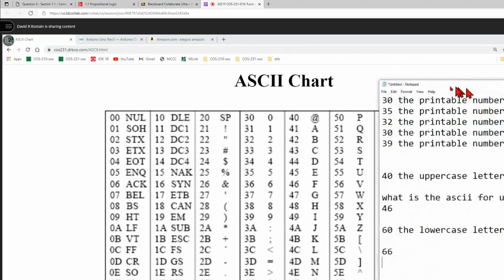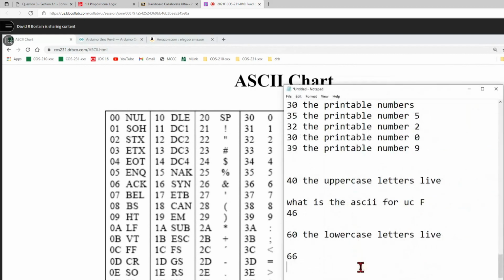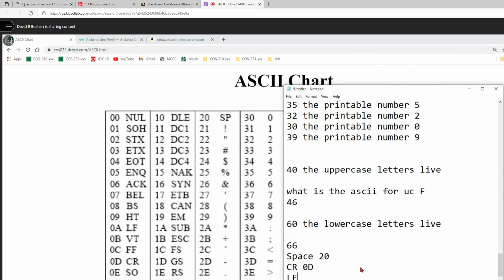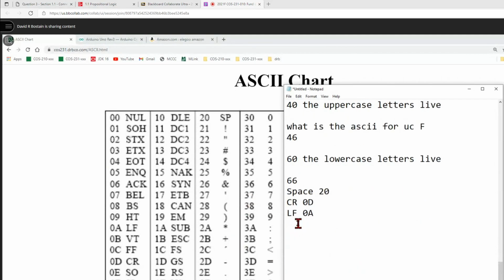Now there's a couple other things in the chart you want to just memorize as facts. A space is a hex 20. A carriage return is a 0D. A line feed is a 0A. And for the most part, if you know that set, or can navigate your way around quickly without this chart in front of you, you'll be doing fine.